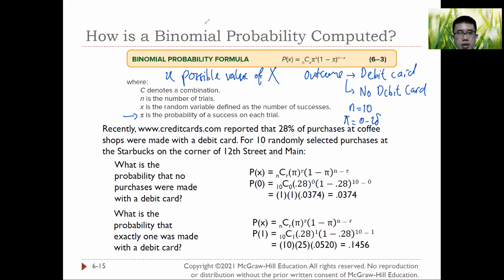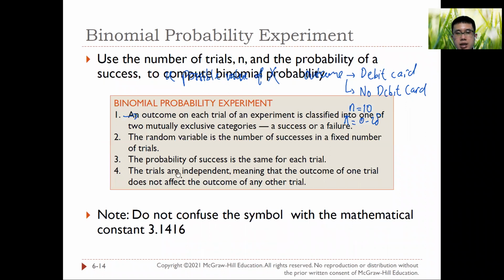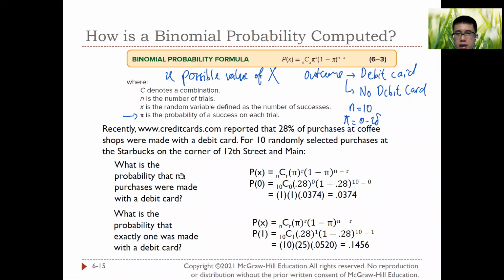And the last is the trials are independent. I think it makes sense, because if we ask a person and he or she says, I use a debit card, it doesn't affect the second customer. The second customer can reply independently with his or her condition, of course. And yeah, we checklist the four requirements.